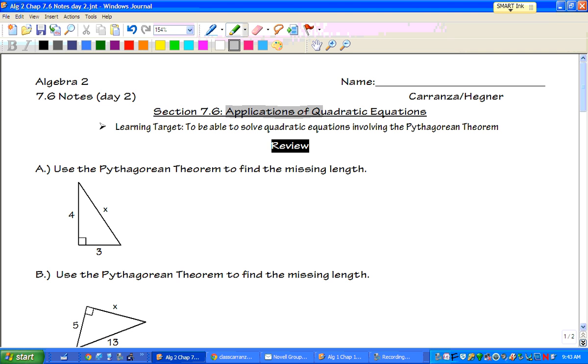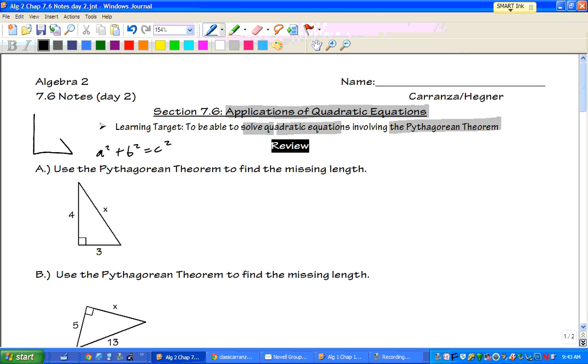Today we're continuing our discussion on application of quadratic equations. Our learning target today is to be able to solve the quadratic equations involving the Pythagorean theorem. So, the Pythagorean theorem. Let's review. Remember that is a squared plus b squared equals c squared.